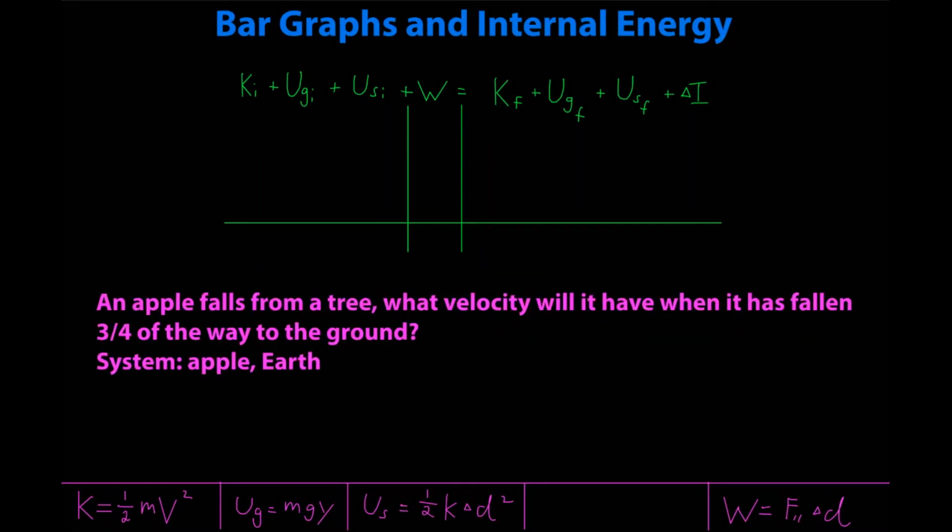Now let's take a look at a similar situation. An apple falls from a tree. What velocity will it have when it has fallen 3/4 of the way to the ground? Same system, the apple and the earth. Our initial state is still the apple hanging in the tree, so we have gravitational potential energy. If it's 3/4 of the way to the ground, I'm going to roughly split this into 4 pieces. Since the apple has not touched the ground yet, there is still some potential energy left. Since potential energy is mg delta y, 1/4 of the distance is left, therefore 1/4 of the potential energy. That means 3/4 of the energy is kinetic.